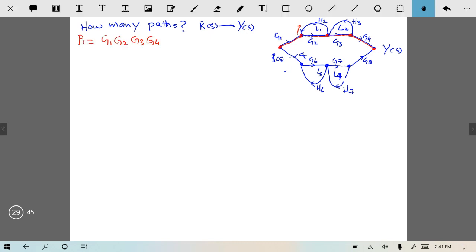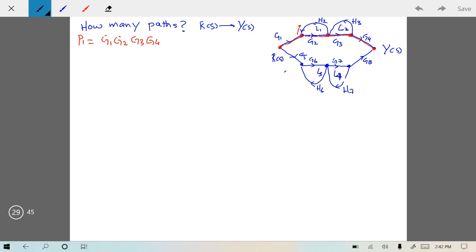Path P1 is composed of G1, G2, G3 and G4. Similarly, there is another path which we can call P2. You are at R of S and following this arrow you reach this node. Following again this arrow you reach this, then you reach here, and then finally you are at Y of S. There is not a single other path that you can follow for going from R of S to Y of S. So this path P2 is composed of G5, G6, G7 and G8.